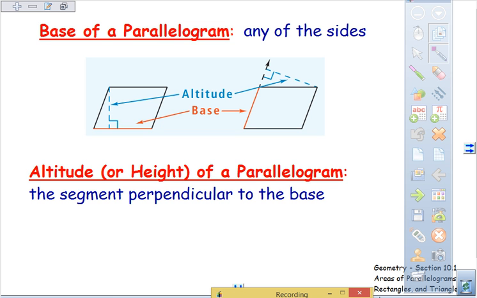Today's lesson is 10.1, Area of Rectangles, Parallelograms, and Other Figures. The base of a parallelogram can be any of the sides, because when you rotate your parallelogram, any of those sides could become a base. The altitude, or height, of a parallelogram is the segment that is perpendicular to the base.